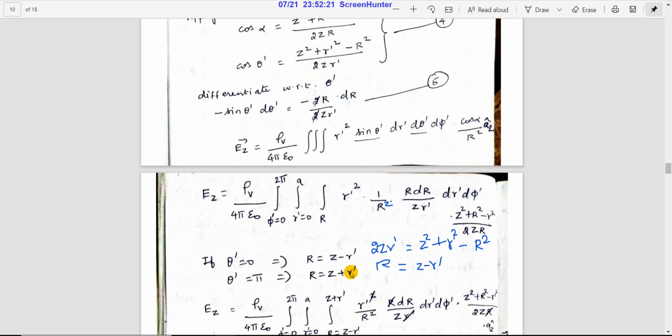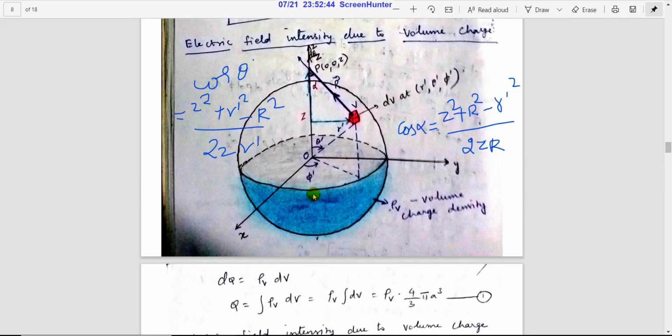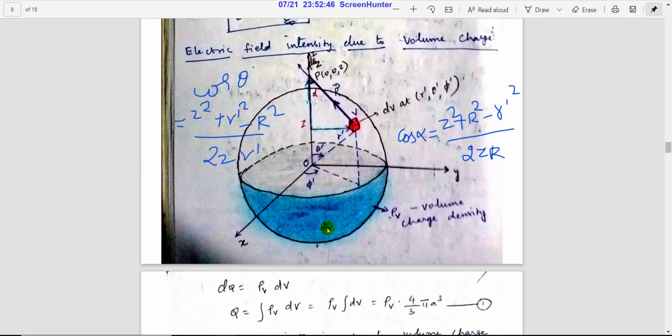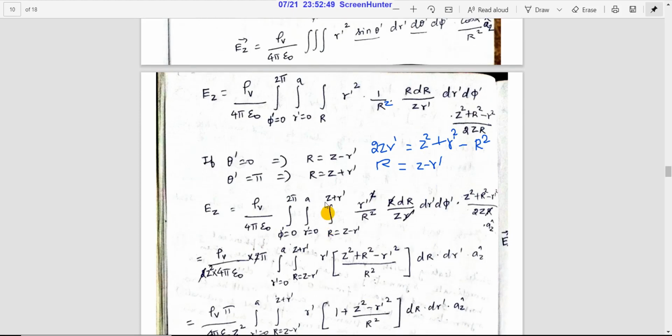So what are the limits for these particular integrals? For theta dash we know this is 0 to 2 pi, this is a common one, and for r dash, since we are having r as a differential term, we will be having the limits for r dash equal to 0 to a. Why? Because our volume charge density has the radius of a, so we are going to integrate with the limits of 0 to a, and the other is r, so we don't have limits for r.